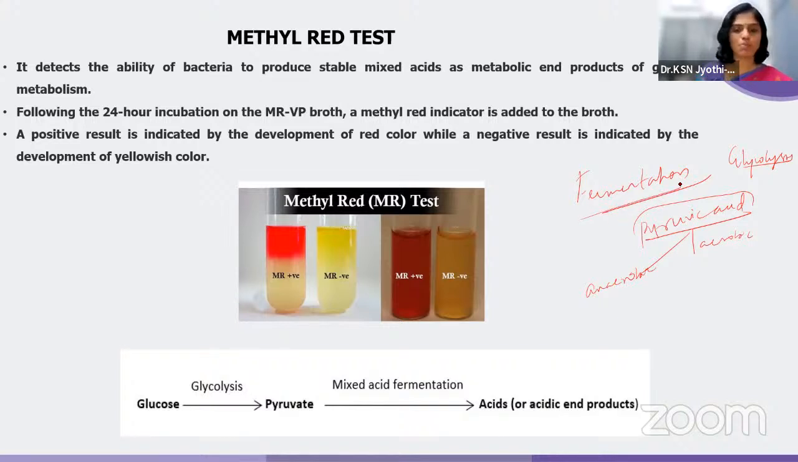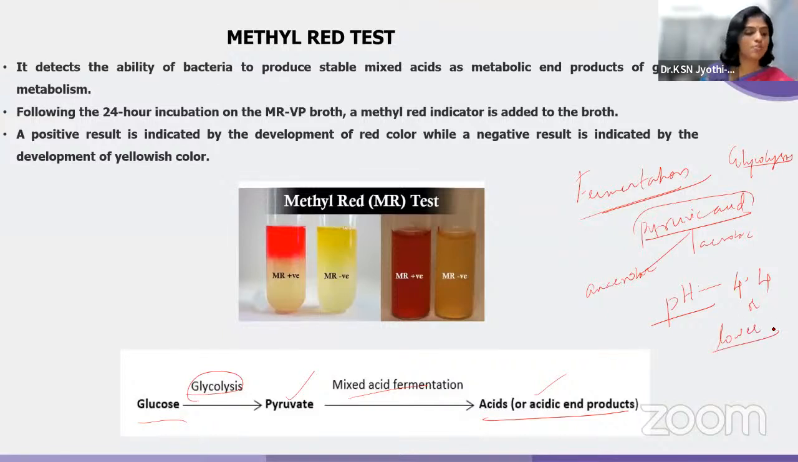So depending upon different bacteria, they will produce different types of acids. So glucose in glycolysis produces pyruvate. Pyruvate undergoes mixed acid fermentation, giving rise to different types of acid end products. Now, depending upon what end product is being released, they will alter the pH of the medium. So sometimes what happens is, depending upon what acid is coming out of it, the pH is altered. It can be reduced to 4.4 or lower. So methyl red is basically an indicator which can detect the change in the pH.